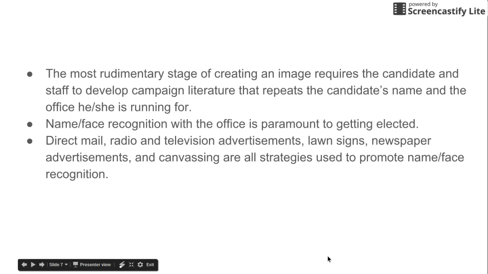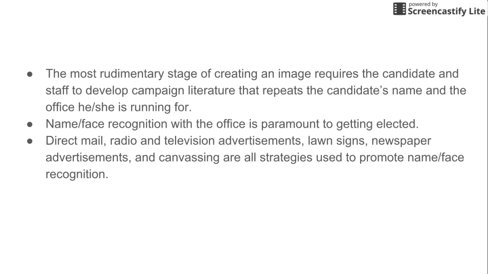The most rudimentary stage of creating an image requires the candidate and staff to develop campaign literature that repeats the candidate's name and the office he or she is running for. Name and face recognition with the office is paramount to getting elected. So it's really important that people recognize the candidate's face.